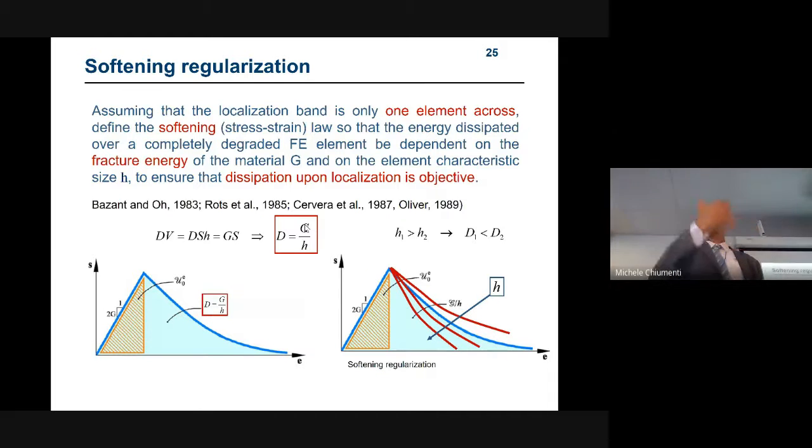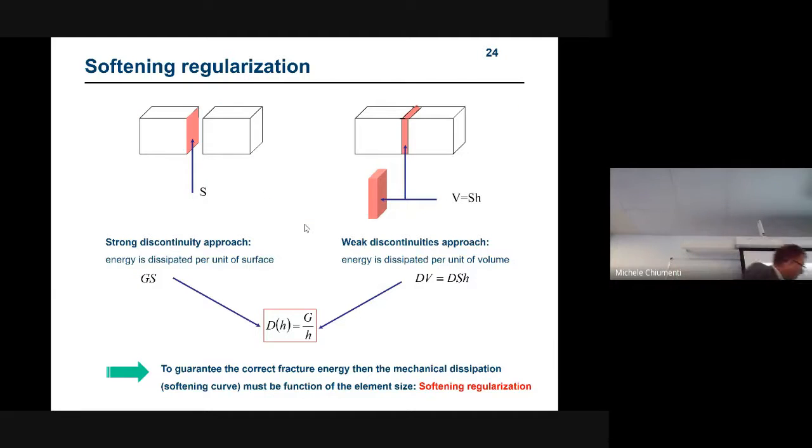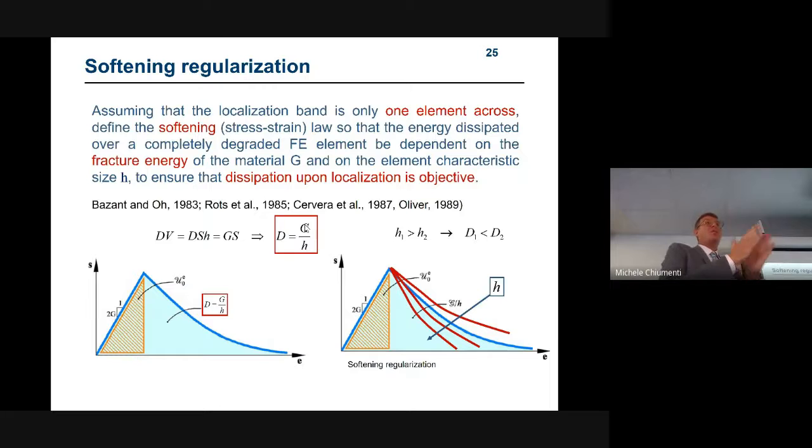Now, what is the dissipation? The dissipation is the area below the stress-strain curve. But if the dissipation depends on H, because you want to maintain G as fracture energy, which is your input data, this means that if you have different H, you need different softening curve. This is called a softening regularization of the model.